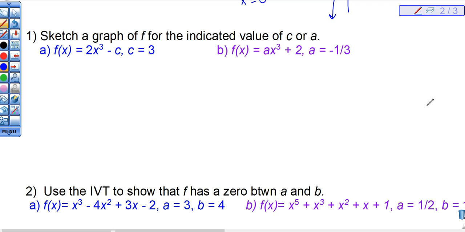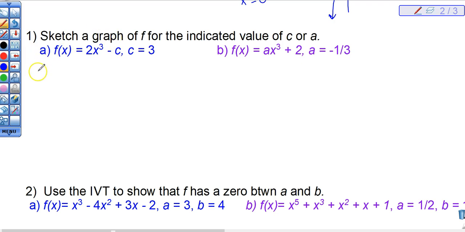So for objective 1, you will be asked, I think, 2 times on your homework. You might have to graph like 4 of them. But there are 2 problems where you're going to be sketching these cubic functions. And you'll be given values for your constant or your lead coefficient, C or A. So we're just going to sketch a graph. You don't have to write all the instructions, just write sketch a graph.